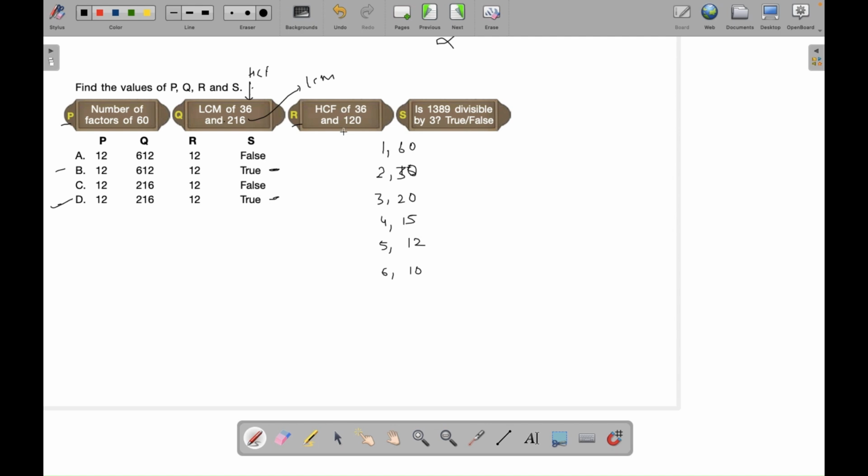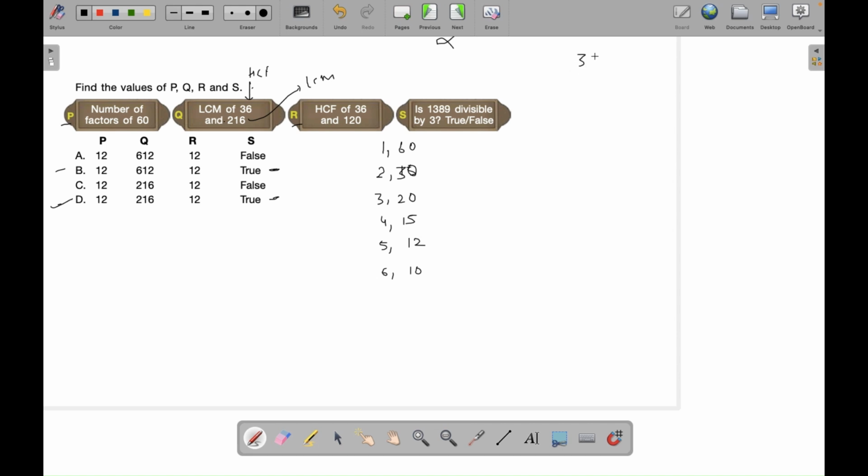HCF of 36 and 120. Again, we can quickly check if this is divisible or not. So 6, what should I multiply 6 with so that I get 0? So either it should be 10 or it should be 0. So for both, it will not be divisible. Right, so that is why 120 is not divisible by 36. So we have to rely on the factor tree method.